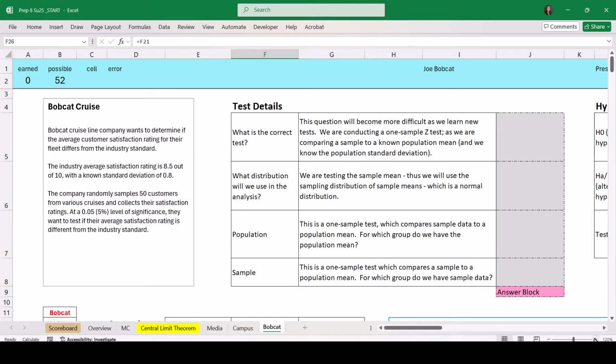In this video, we're going to go over the last tab, Bobcat. So we're going to do our third one sample z-test. So again, whenever you conduct a hypothesis test, you want to start by reading the research description.